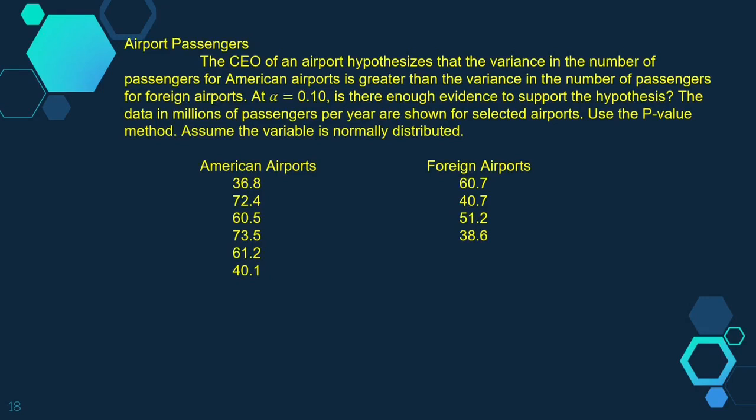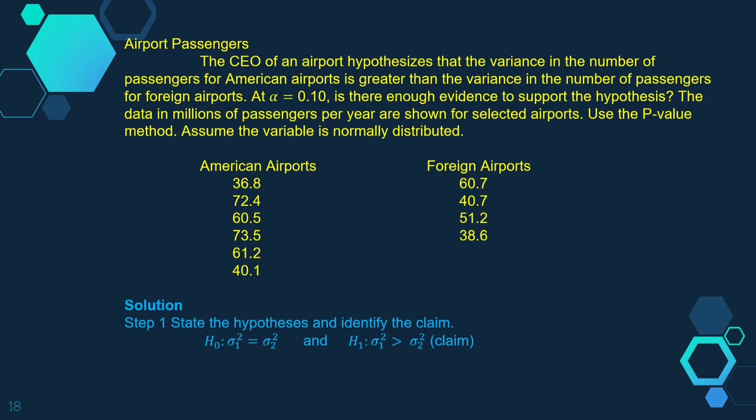Here is the data. American airports: 36.8, 72.4, 60.5, 73.5, 61.2, and 40.1. Foreign airports: 60.7, 40.7, 51.2, and 38.6. Solution. Step 1: state the hypotheses and identify the claim. The null hypothesis is sigma squared sub 1 equal to sigma squared sub 2, and the alternative hypothesis is sigma squared sub 1 greater than sigma squared sub 2. This is the claim.